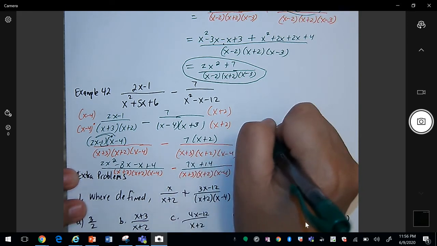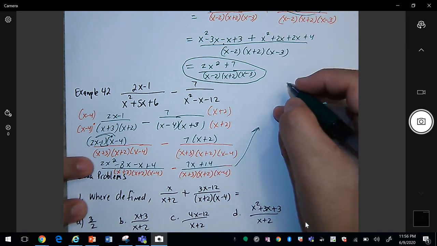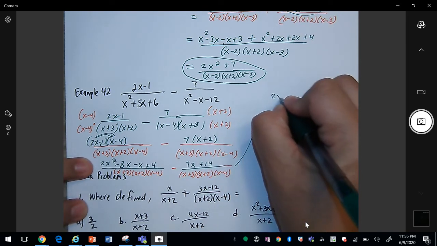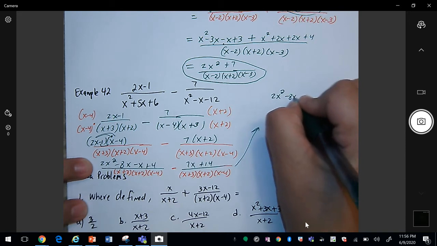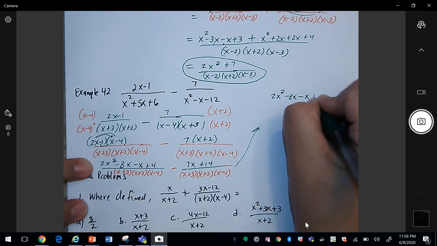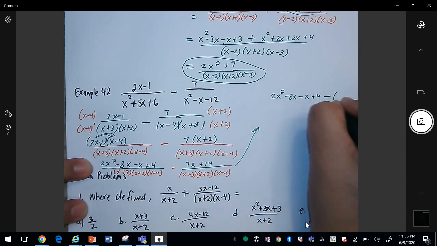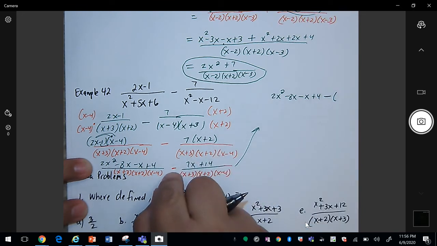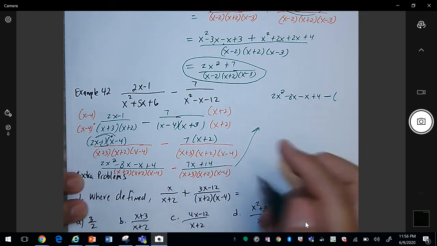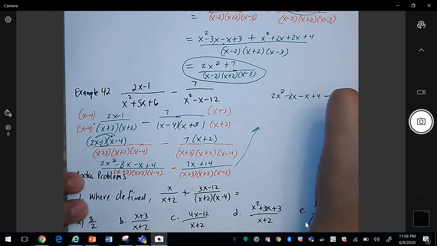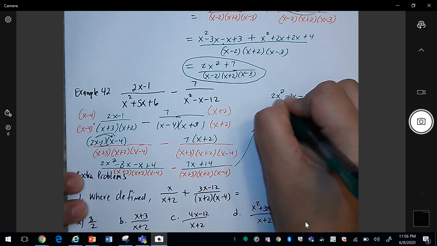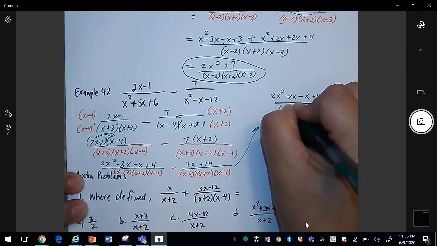Now that they have the same denominator, we can combine like terms. So I'm going to have 2x squared minus 8x minus x plus 4 minus, and I'm going to use parentheses here. So it's minus the whole thing, so minus 7x plus 14, all divided by the denominator.